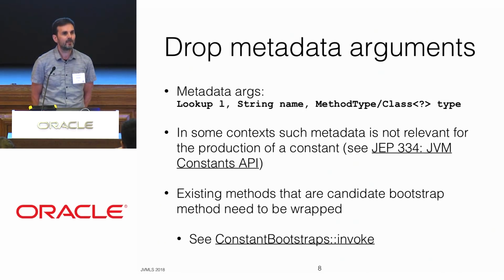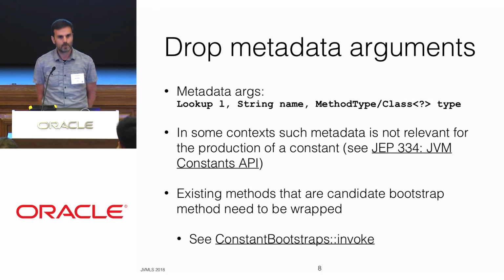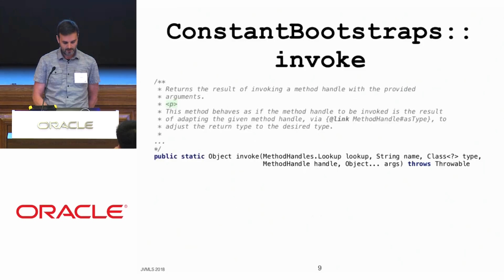So if you have existing methods you want to reuse, you'll have to wrap them explicitly, or you can use one of the methods in ConstantBootstraps that Dan referred to. So in this case, we can use ConstantBootstraps invoke to invoke our own method if we want to do that. In fact, this is quite an important concept, so it's worth digging into a little bit deeper.